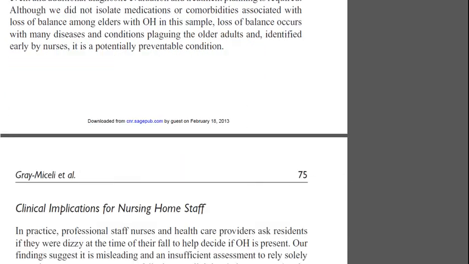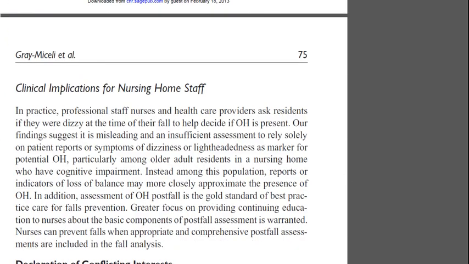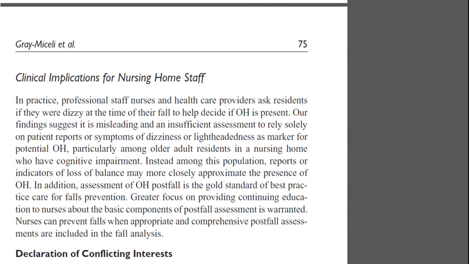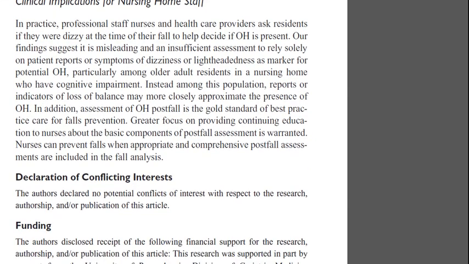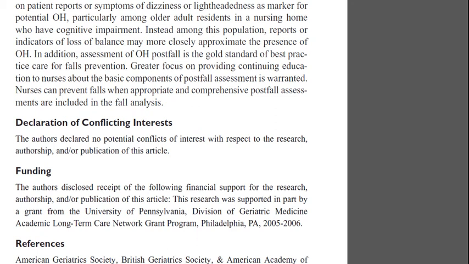Okay. Now, here we go. We've got the clinical implications for nursing home staff. Again, great. This particular section in nursing journals is really useful, I think, for nurses. Now, down the bottom here, we've got declaration of conflicting interest and funding. You'll find that in some journals, and some journals you won't find it, but again, there are more titles that we didn't see in the Journal of Clinical Nursing.